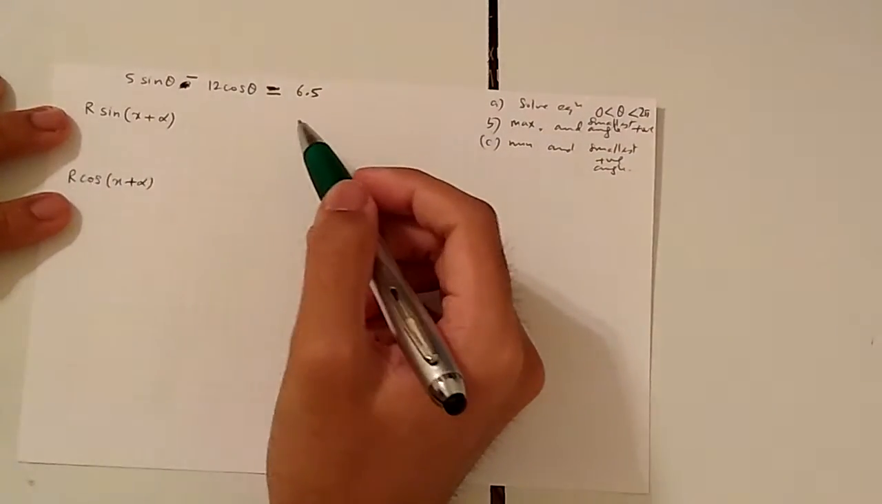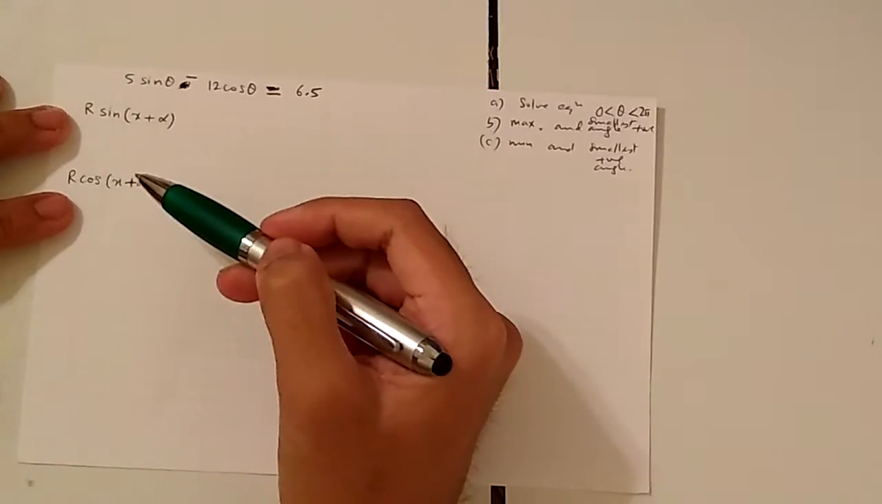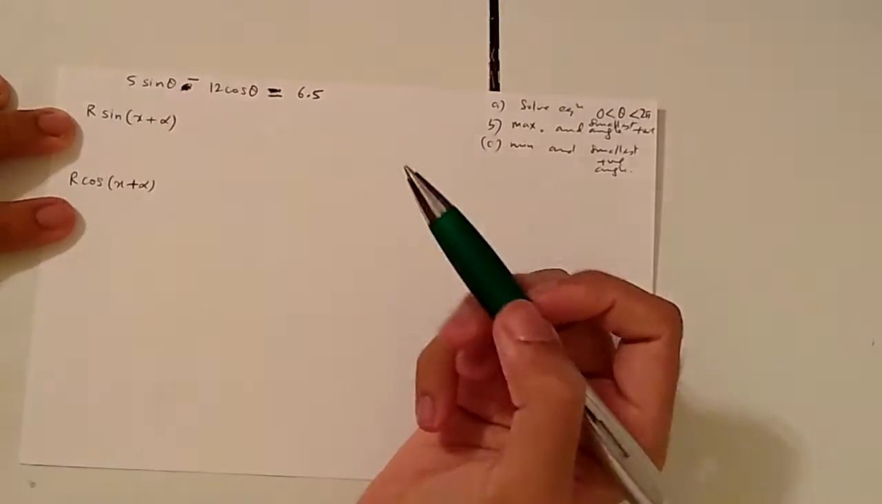But usually in the question they will be specifying which form to use. So if they specify the sine form, do use the sine. If they specify the cos form, do use the cos. So r sine of (x plus alpha), r cos of (x plus alpha).